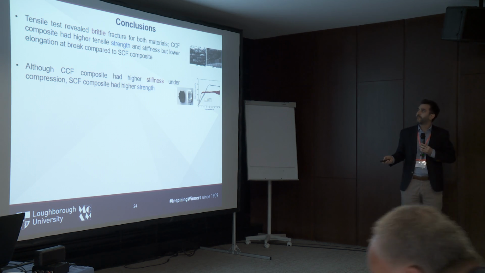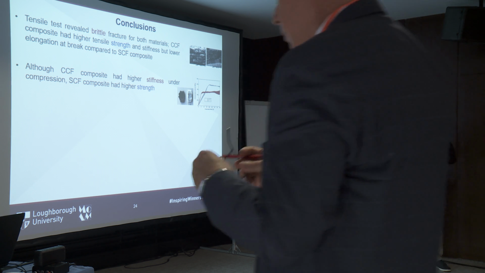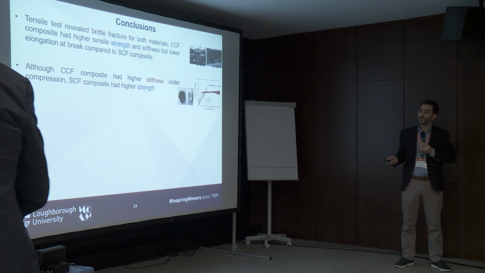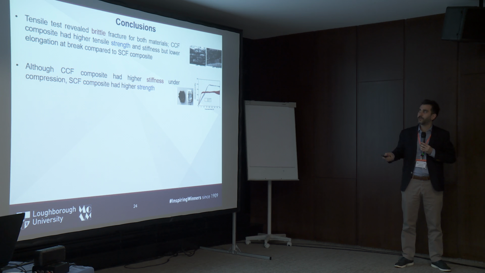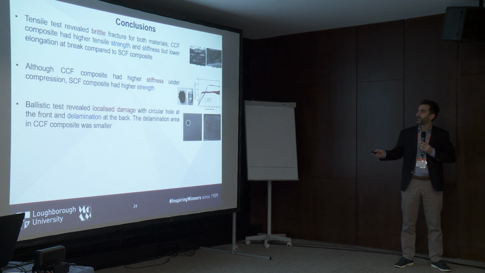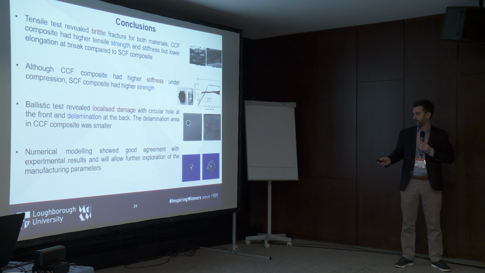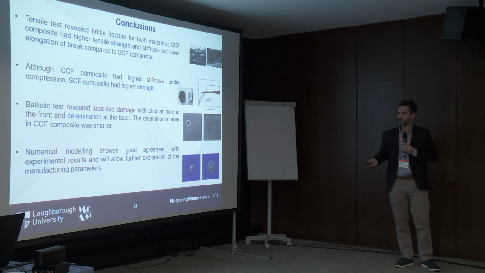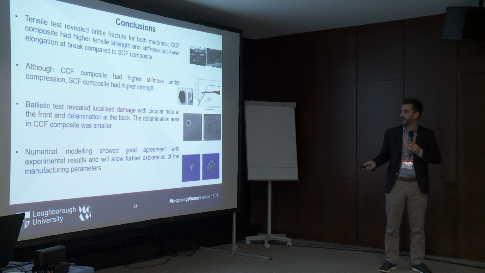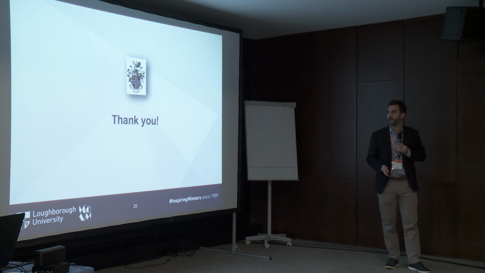So a bit of recap. Tensile test, so this brittle behavior. The continuous carbon fiber composite had the higher strength and stiffness, but less ductility. Let me move here to the ballistic: localized damage with the circular hole, the delamination at the back, and our numerical modeling, as I say, is at a reasonable stage at this point and needs further calibration to explore and feedback to the manufacturing parameters.